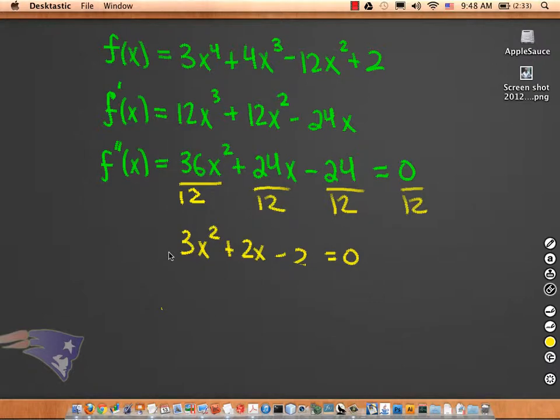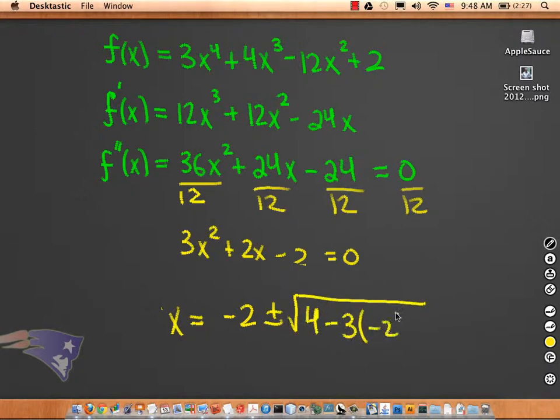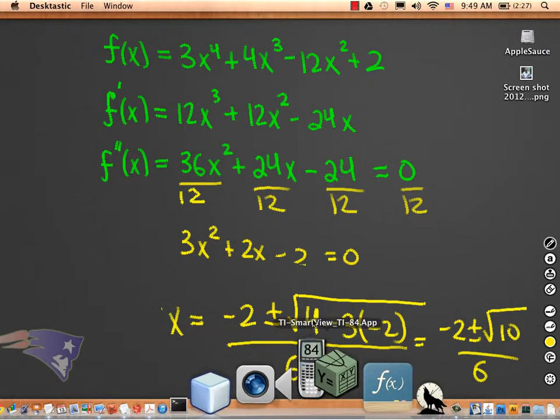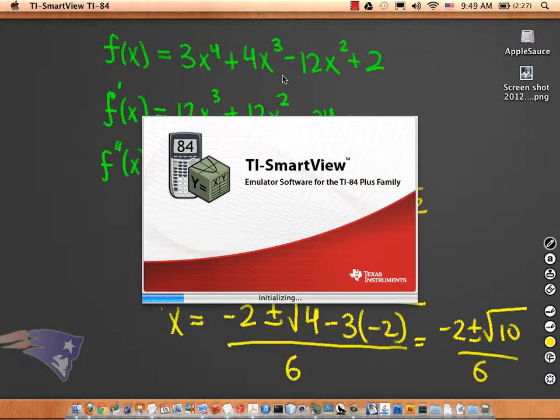Yeah, quadratic formula. So x equals negative 2 plus or minus the square root of 4 minus 3 times negative 2, all over 6, which is negative 2 plus or minus the square root of 10 all over 6. Both of those are real numbers. And so let's go ahead and figure out where the first one is. Negative 2 minus the square root of 10 divided by 6.